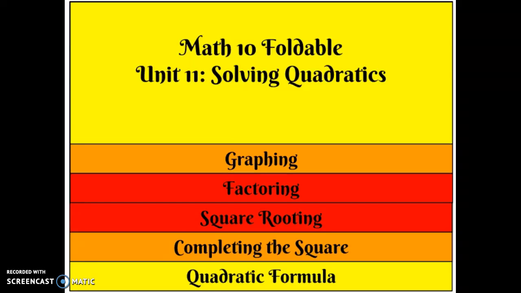Okay, today's our third day on the foldable that's titled Unit 11 Solving Quadratics. We're going to spend another day on factoring. I just want to talk about some questions that are just slightly different from yesterday, and again, try to recap what factoring actually is.